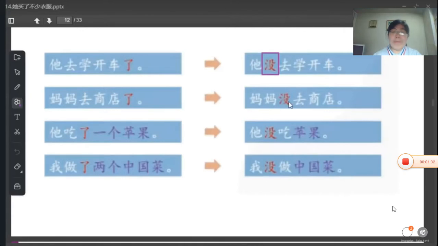Meanwhile, omit le. 妈妈没去商店。他吃了一个苹果。He ate an apple. 他没吃苹果。He didn't eat apple. 我做了两个中国菜。I made two Chinese dishes. 我没做中国菜。I didn't make Chinese dishes. So from these sentences, we can see if we want to give the negative form, we should add méi before the verb. Meanwhile, omit le.